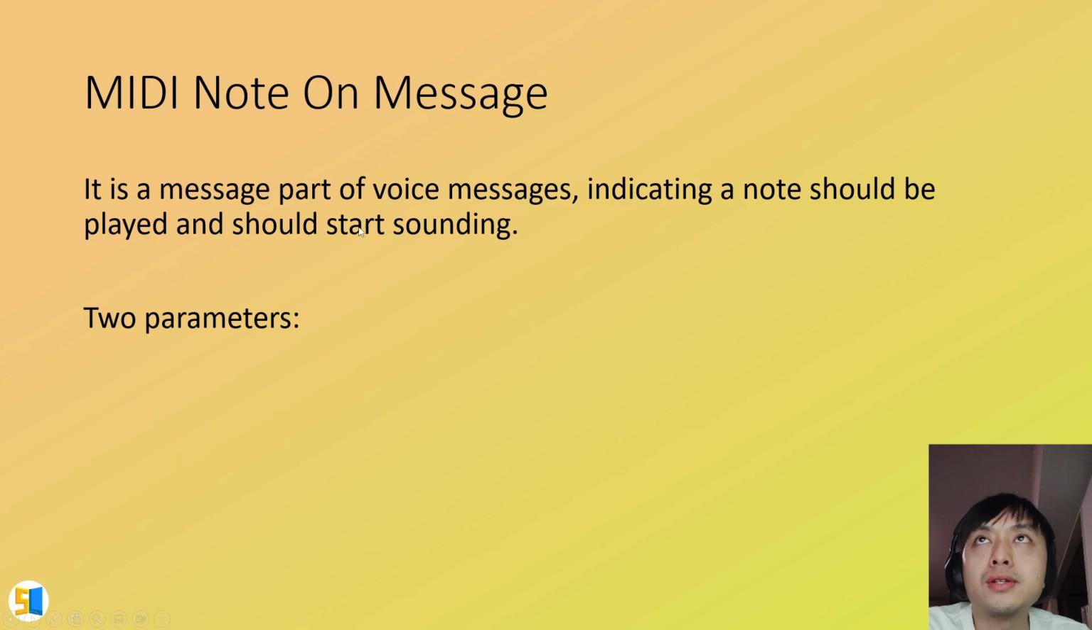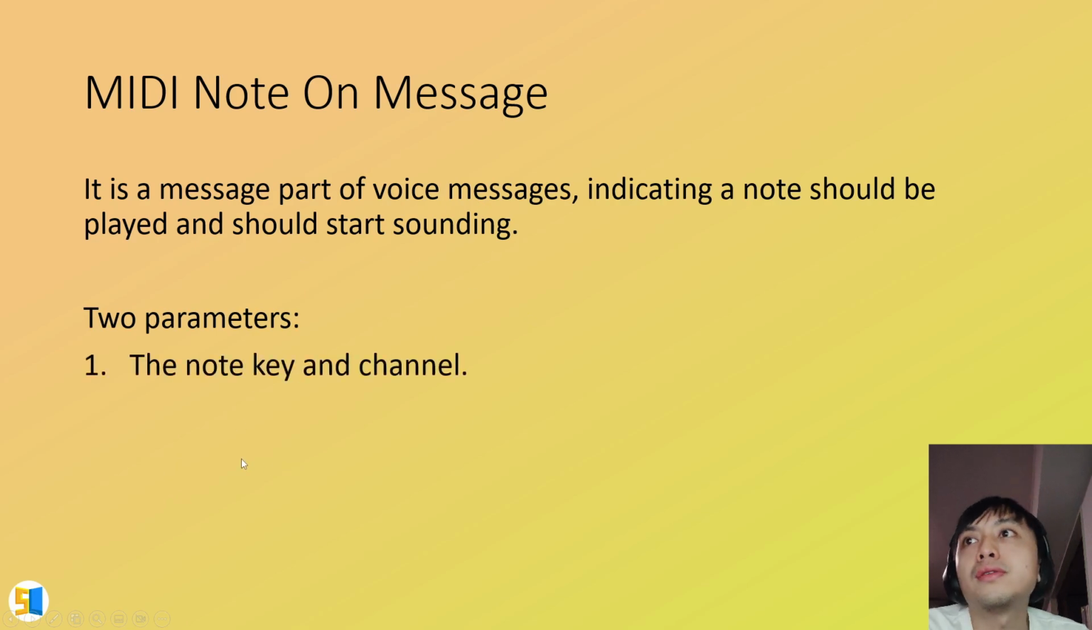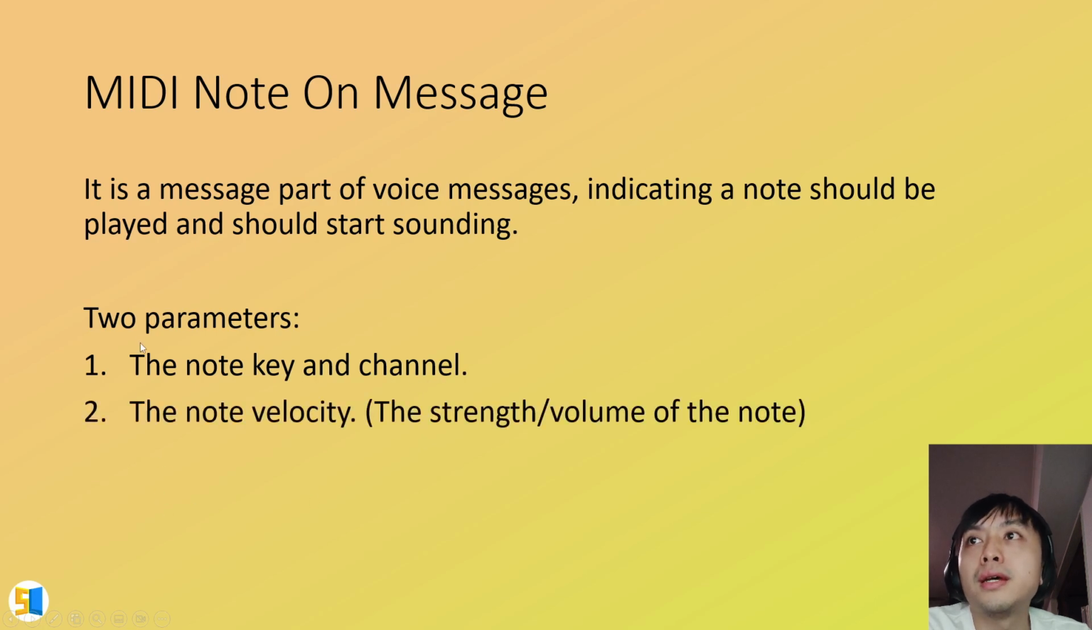So this particular type has two parameters. The first one is the note key, like C, D, F, right? The note key in music, and a channel. I'll explain about the channel later. The second parameter is the velocity of the note. It indicates the strength or volume of the note. Yeah, how hard, how strong the sound is. Okay, so 0 means no sound.